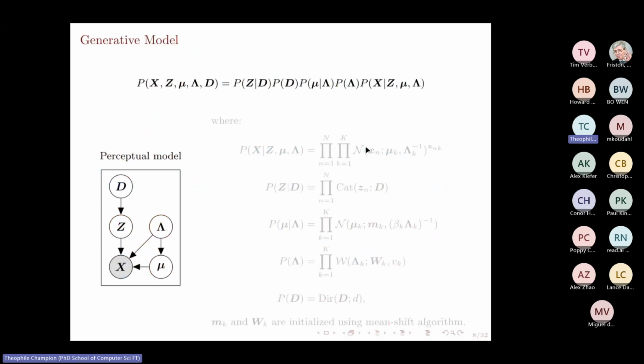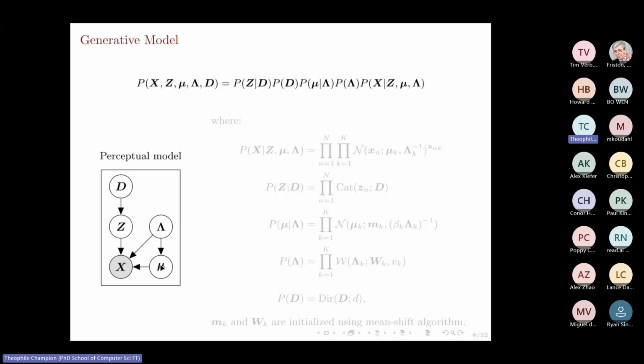Okay, so to be a bit more precise about this perception model, this is its structure. We already discussed the different variables. D is like an active inference distributed according to a Dirichlet distribution. The state is a categorical distribution parameterized by D. X is going to be distributed according to a mixture of Gaussian.